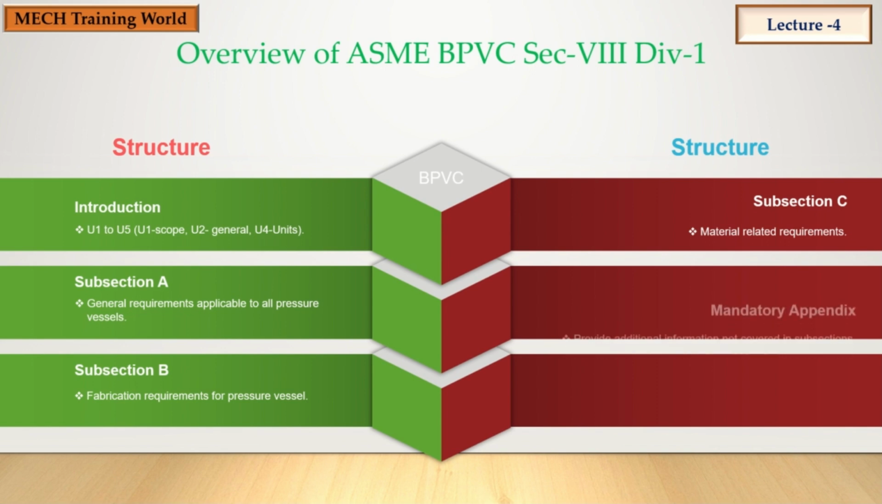And next, there is the mandatory appendix. The mandatory appendix covers requirements that are not covered in the above subsections. For example, the thickness formulas in Subsection A are based on the inner diameter of the pressure vessel, but Mandatory Appendix 1 provides you supplementary formulas based on the outer vessel diameter, guys. And Mandatory Appendix 2 gives flange design requirements which are not covered in the above subsections.